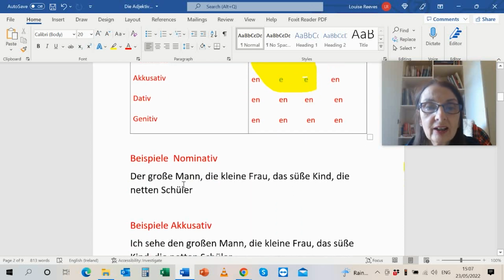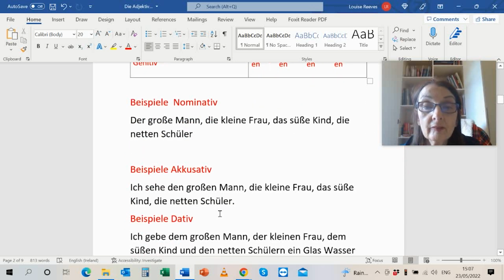Here are some examples. Der große Mann, there's your nominative masculine. Die kleine Frau, the nominative feminine. Das süße Kind, the nominative neuter. And look at the nominative plural, die netten Schüler, ending in en. Nominative masculine, nominative feminine, nominative neuter, and the nominative plural ending in en.